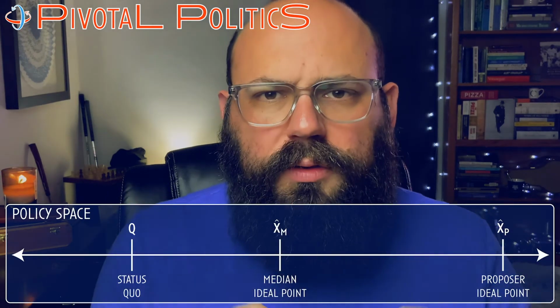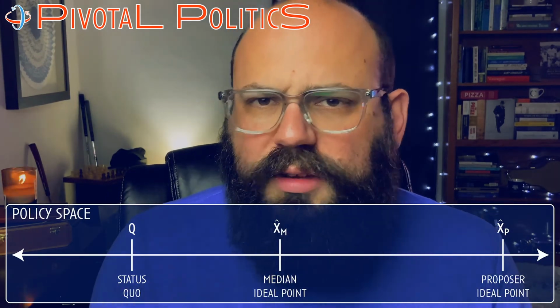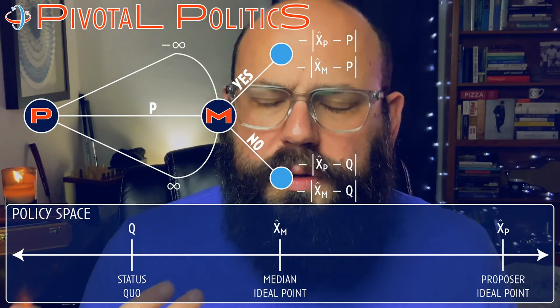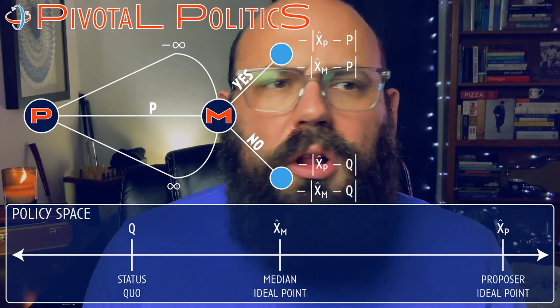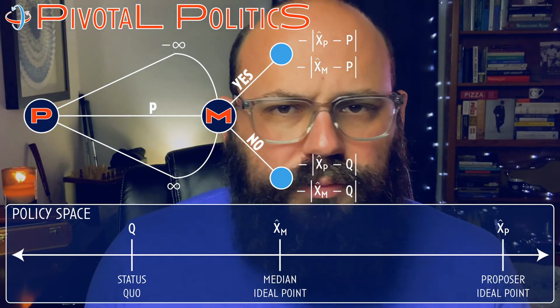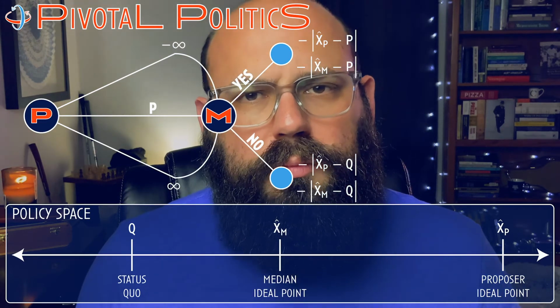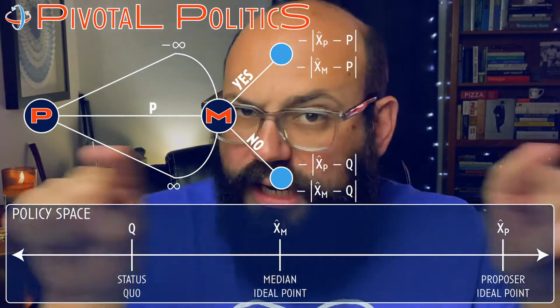So here's our space. And remember that this can be animated as an ultimatum game, right? So at the beginning of time, the proposer, P, chooses some proposal, call it little p in X, which is the policy space. So they choose some little p, all right? Which they could choose any number off the real line.